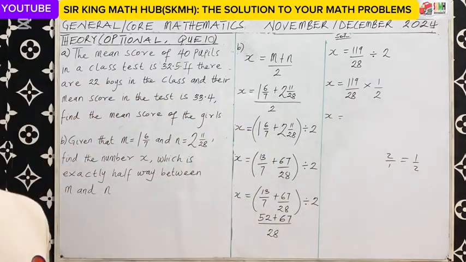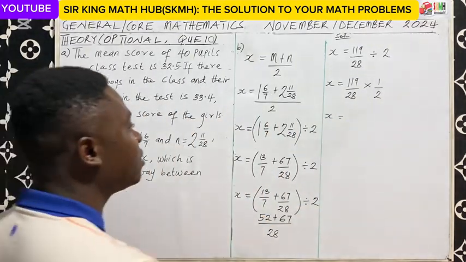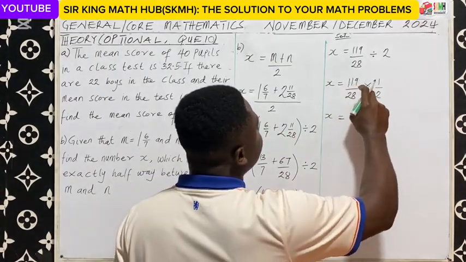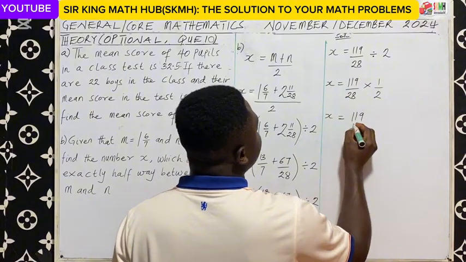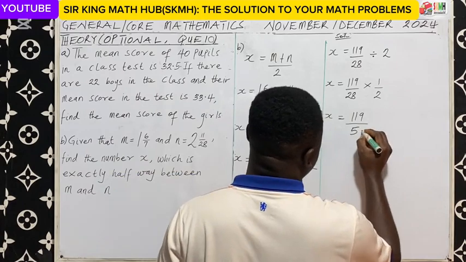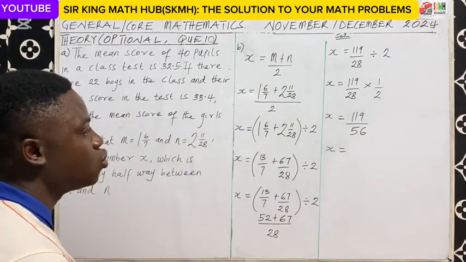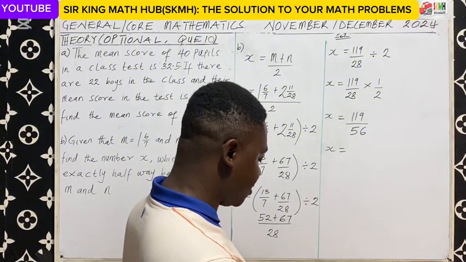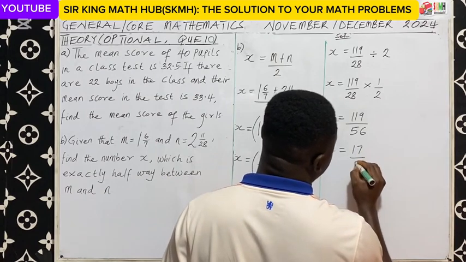And then we are multiplying two fractions. So in multiplying two fractions, we multiply the numerators as well as the denominators. So for the numerators, 119 multiplied by 1, still 119. And then 28 multiplied by 2, we have 56. But 119 out of 56, is it in the lowest form? No. So with the help of the calculator, we can reduce it. 119 out of 56, we press the equal sign. That is 17 out of 8.